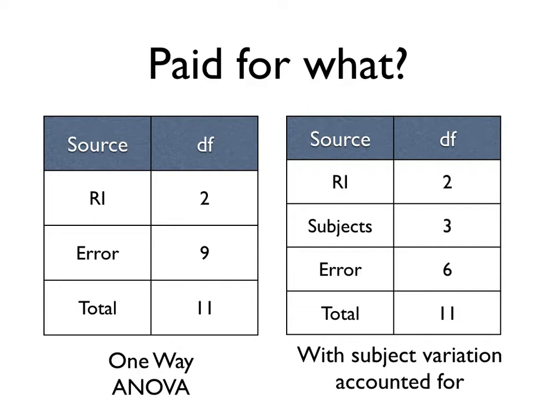So what's left is 6, right? 2 and 3 is 5. I have to add up to 11, so it's 6. Error now has only 6 degrees of freedom.